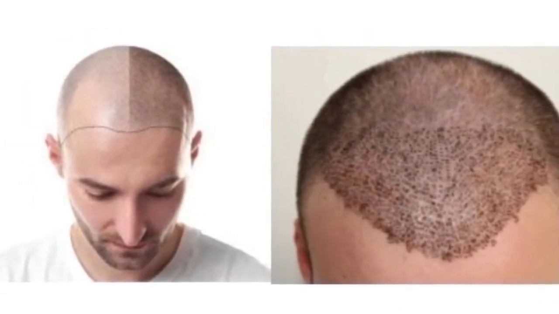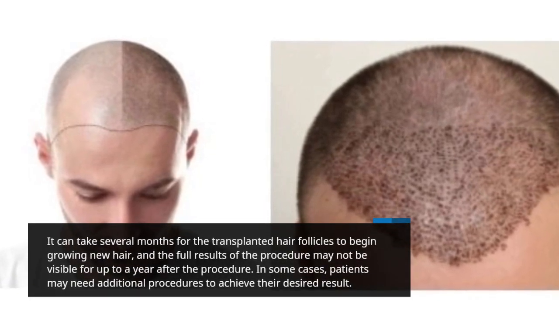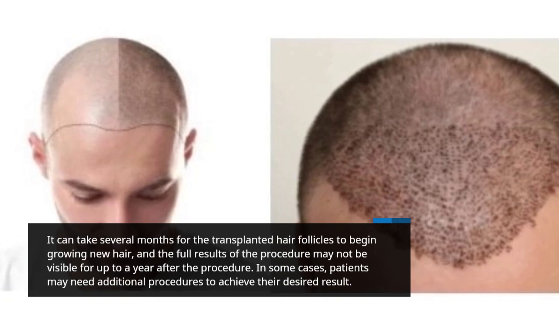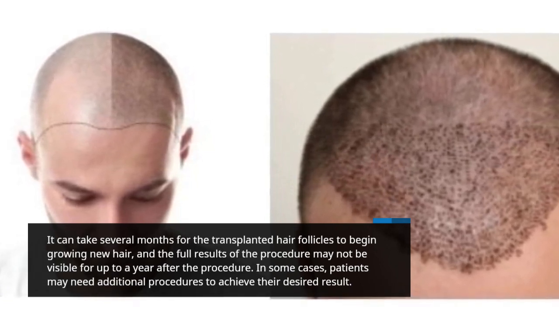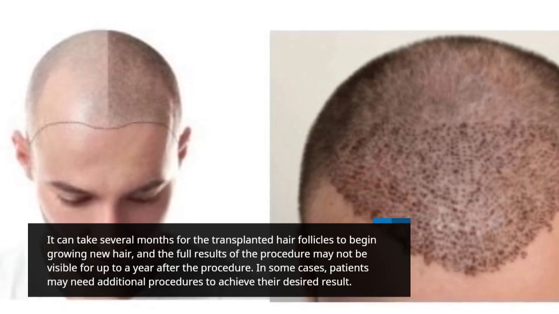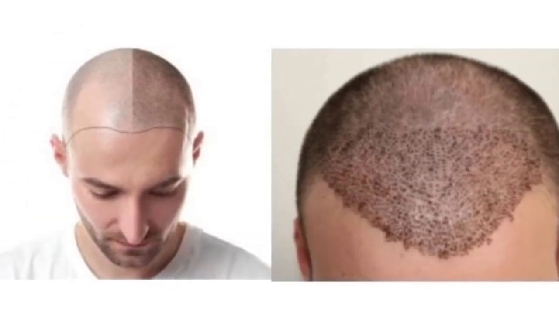It can take several months for the transplanted hair follicles to begin growing new hair, and the full results of the procedure may not be visible for up to a year after the procedure. In some cases, patients may need additional procedures to achieve their desired result.